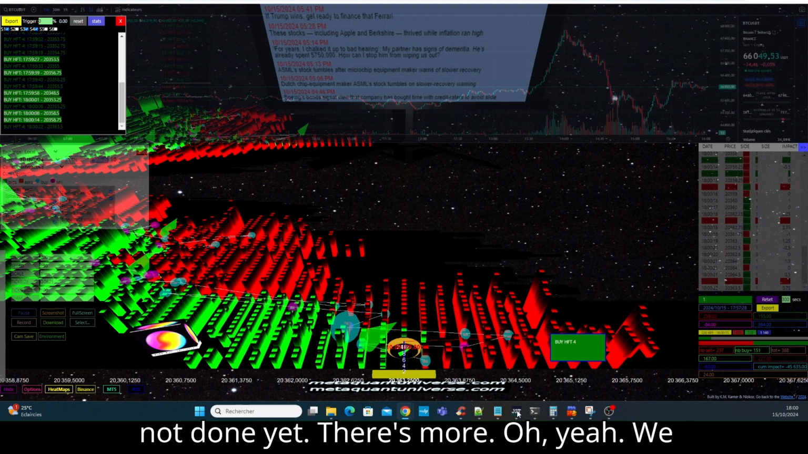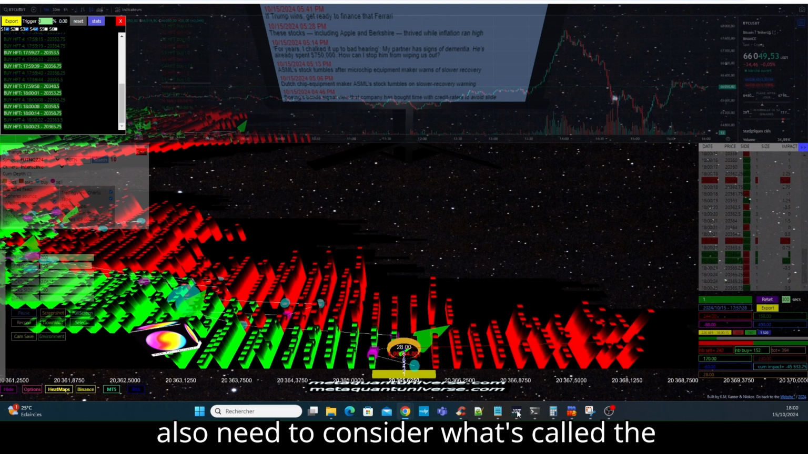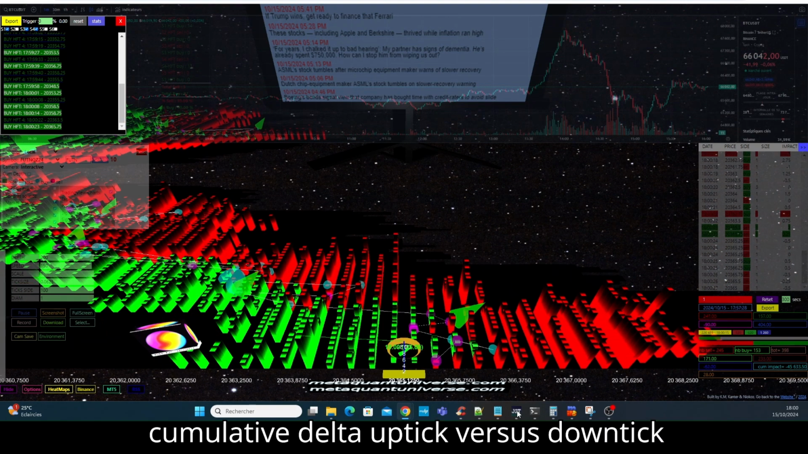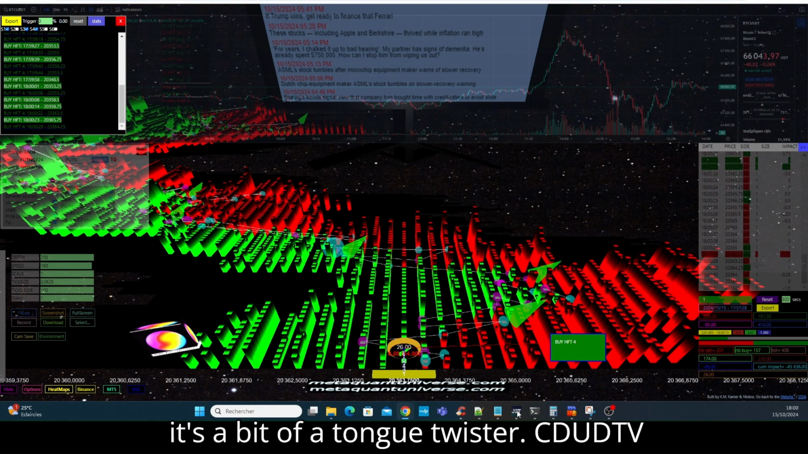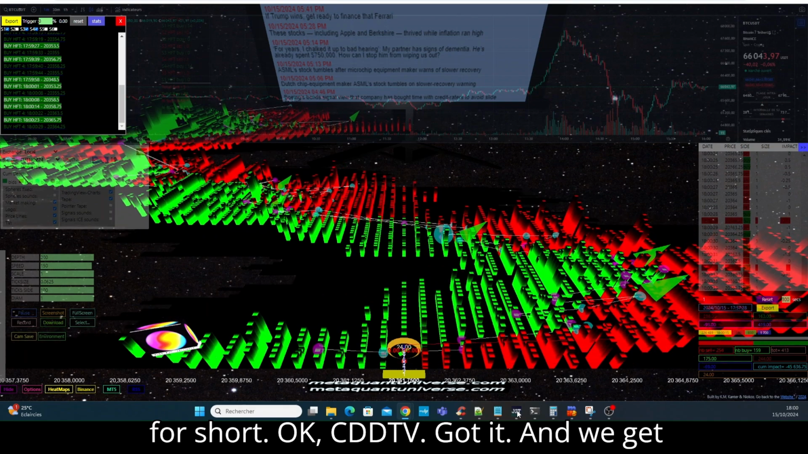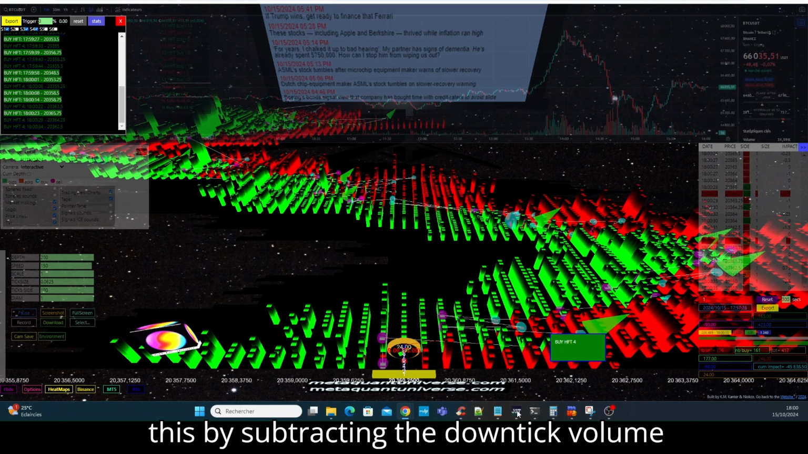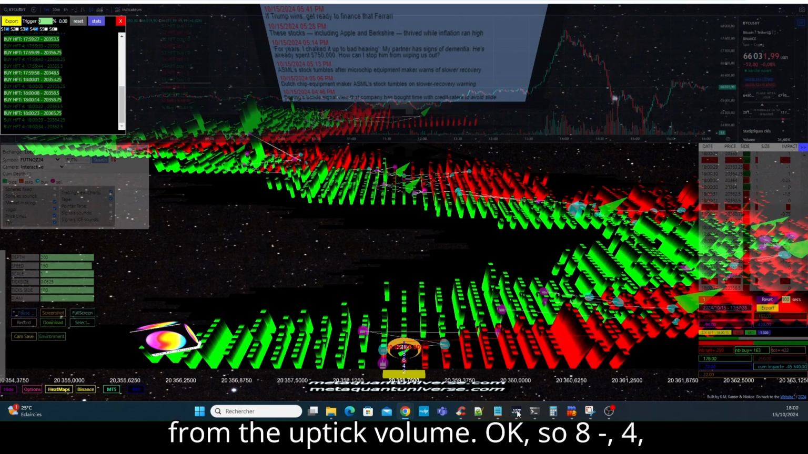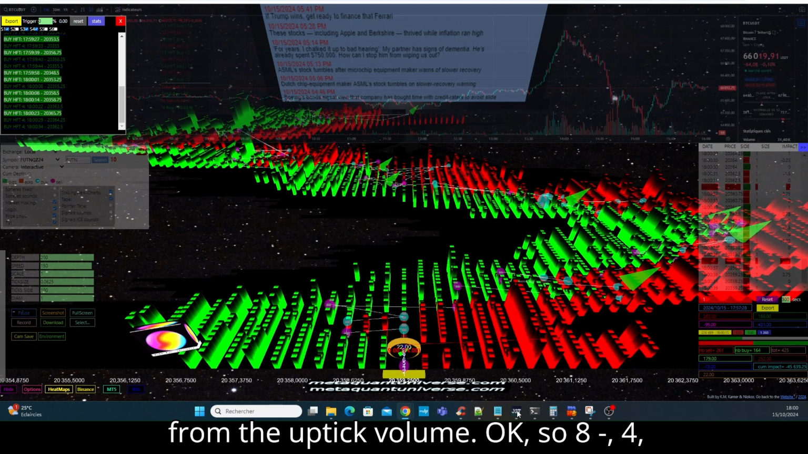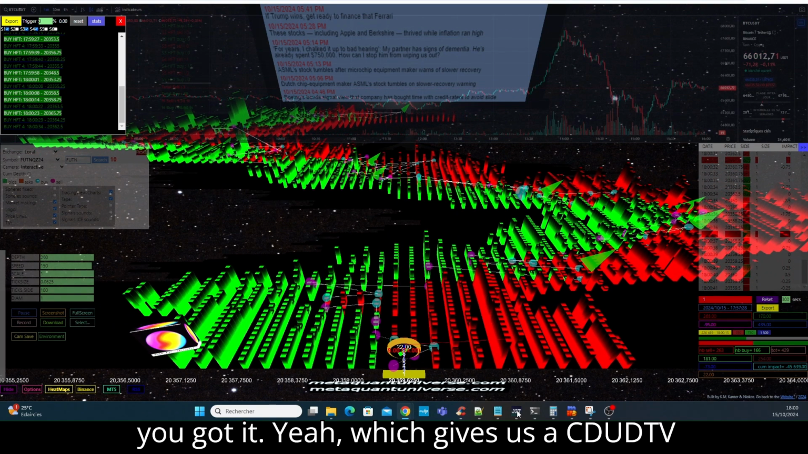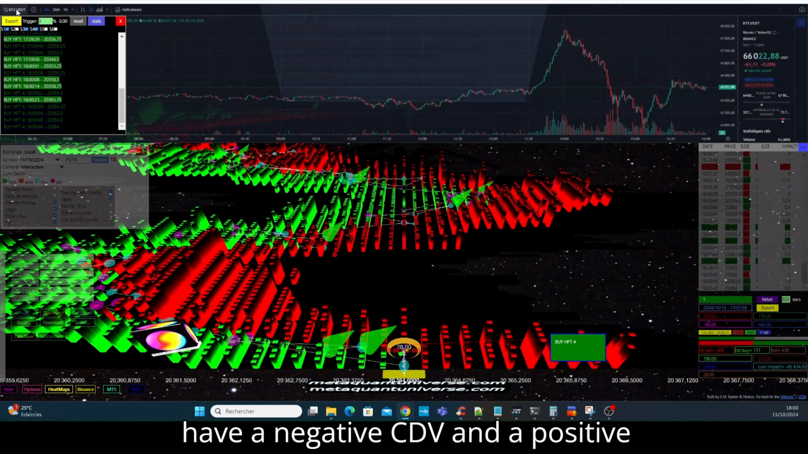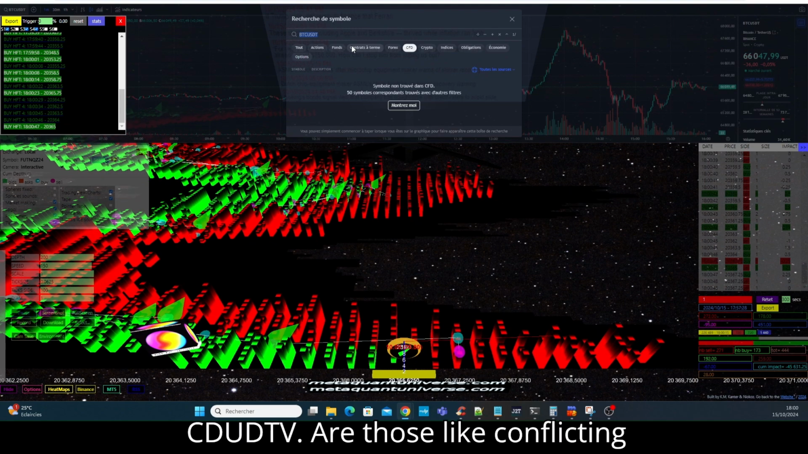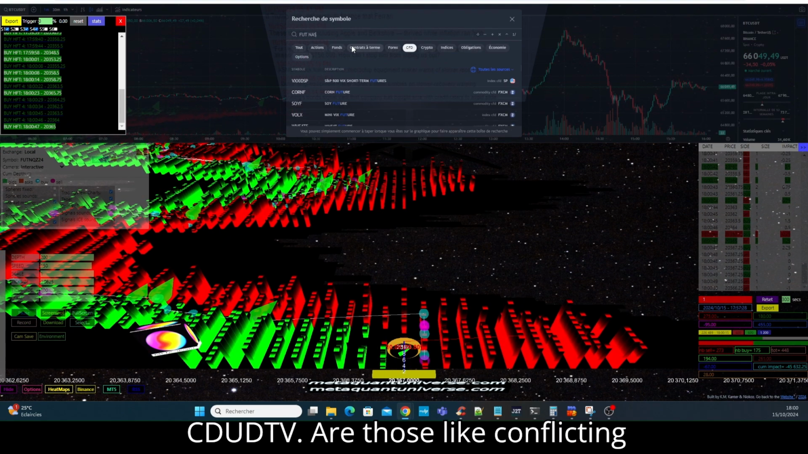Exactly. But we're not done yet. We also need to consider what's called the cumulative delta uptick versus downtick volume. That's a mouthful. Yeah, it's a bit of a tongue twister, CDUDTV for short. We get this by subtracting the downtick volume from the uptick volume. So 8 minus 4. You got it, which gives us a CDUDTV of +4. Positive this time. So now we have a negative CDV and a positive CDUDTV. Are those like conflicting signals?